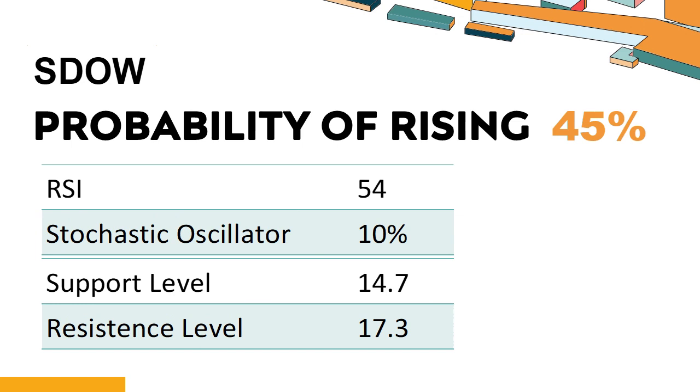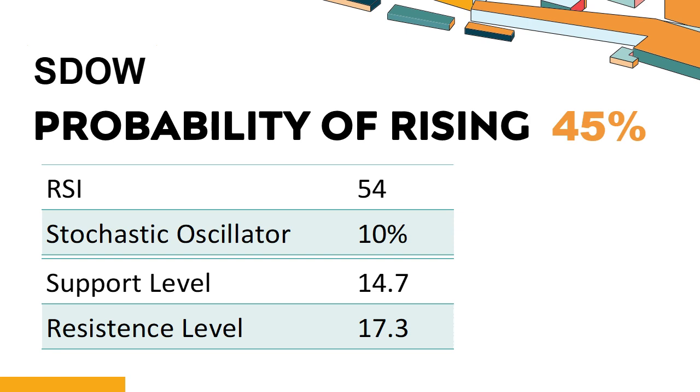What technical indicators should you use to evaluate SDOW? Technical signals and analysis. SDOW's 14-day relative strength index, RSI, value was 54. When the RSI is between 50 and 70, it generally indicates that the stock is moderately bullish.